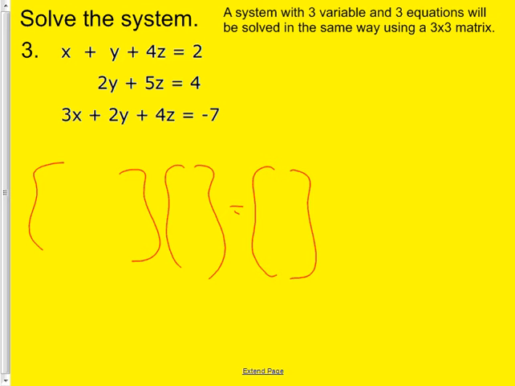Put all your coefficients in here. Coefficients are numbers that are on the variables. For instance, this is 3, 2, 4 across the bottom. Put your variables in the next one, and the last matrix there is just for the constants.